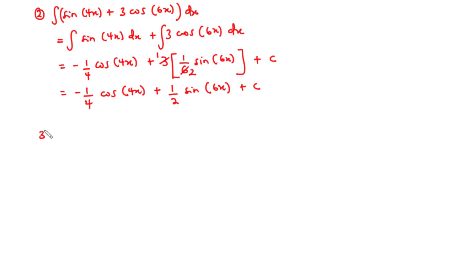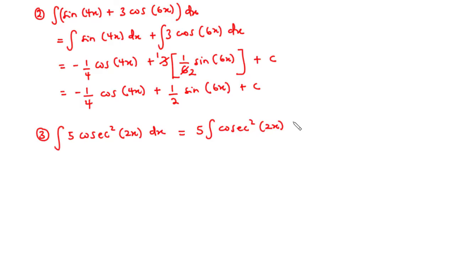Now let's move on to example 3. We want to integrate the function 5 cosec square 2x dx. So first of all, let's pull out 5, which is a constant. We have cosec square 2x dx.